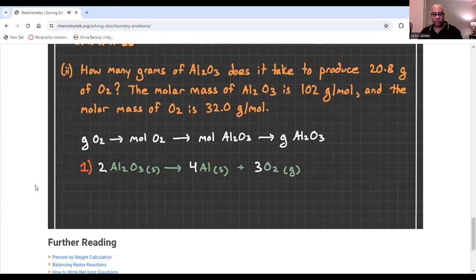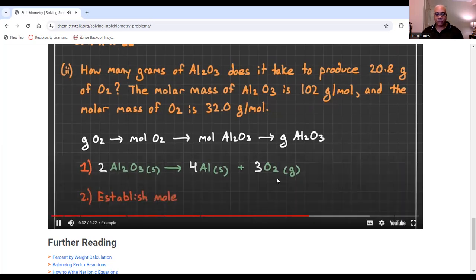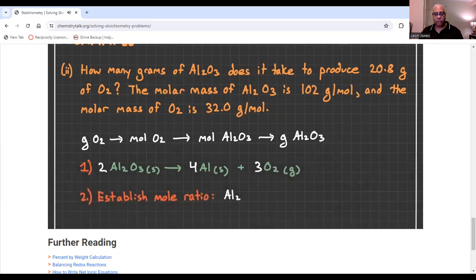The first thing we'll do again is balance the reaction, but we finished that in the last question. 2 moles of aluminum oxide decomposes into 4 moles of aluminum and 3 moles of O2 gas. The next step, again, will be to establish our mole ratio. We're converting O2 to aluminum oxide. The stoichiometric coefficient of aluminum oxide is 2, and the stoichiometric coefficient of oxygen is 3. So, our mole ratio will be 2 to 3.